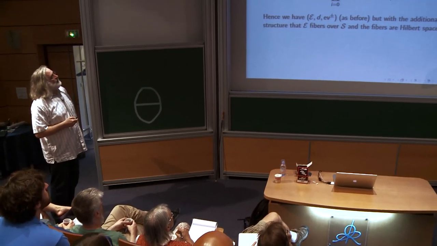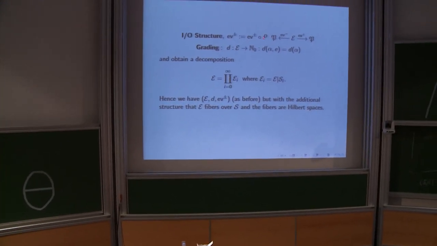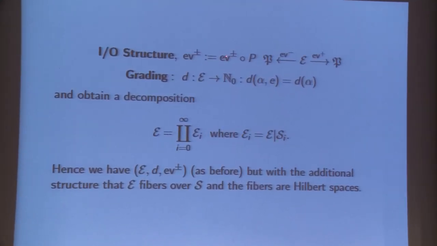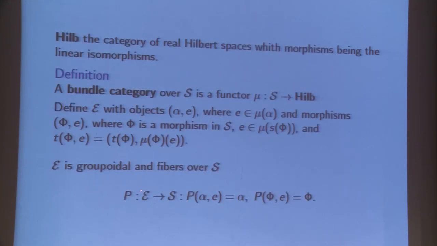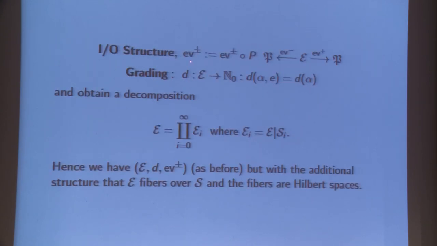So here, we inherit a lot of the structures which come from the stable maps. We had the evaluation maps, functors EV plus minus. Well, we just compose it with this projection down here, and then we get such an evaluation map for E. The grading we take from the underlying object, and then we can decompose this. That is actually as before, except that this now has a little bit more structure: over each object, there lies a Hilbert space.